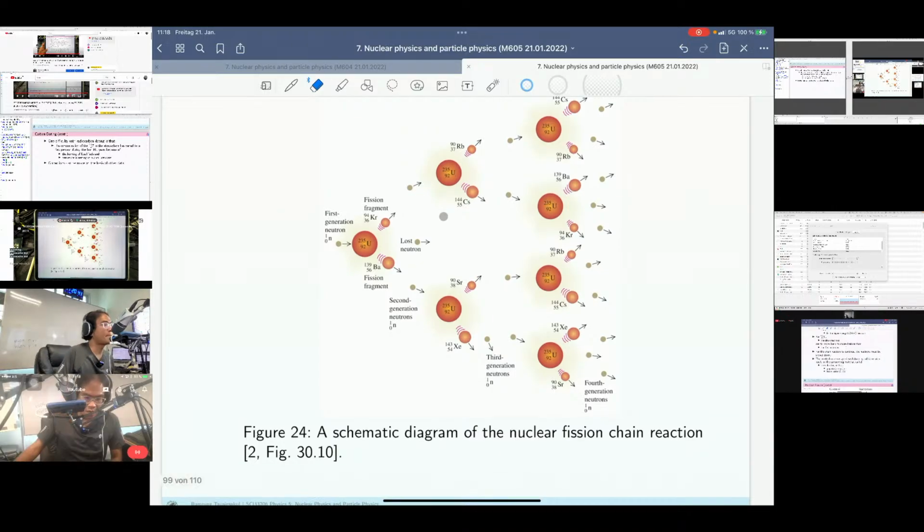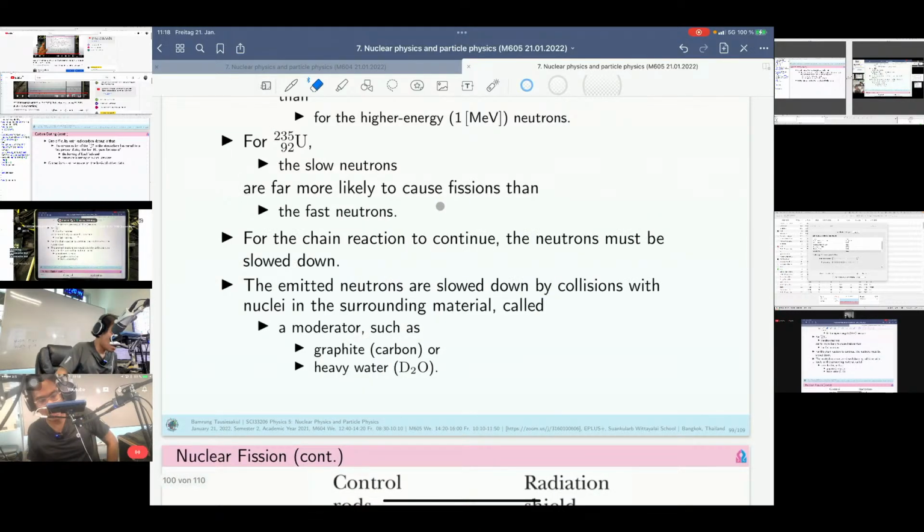The emitted neutron could be slowed down by collision with nuclei in the surrounding material, for example, a moderator. There are many ways to use a moderator. You could use graphite. Graphite is made of carbon, and in carbon we have 6 protons, 6 neutrons, carbon-12, carbon-14, something like that. And it's a solid object.